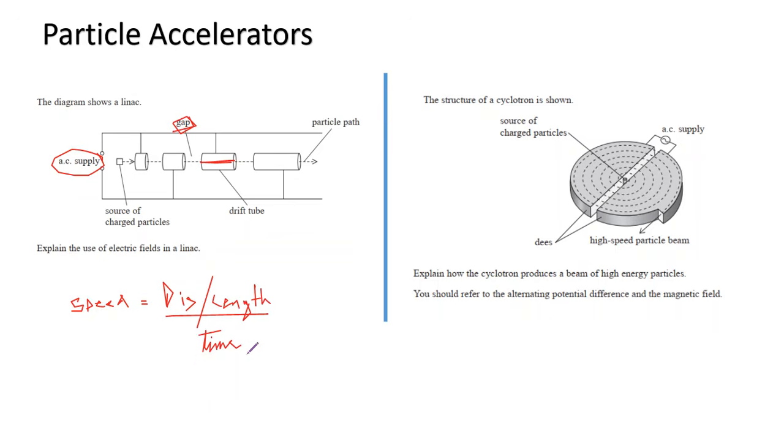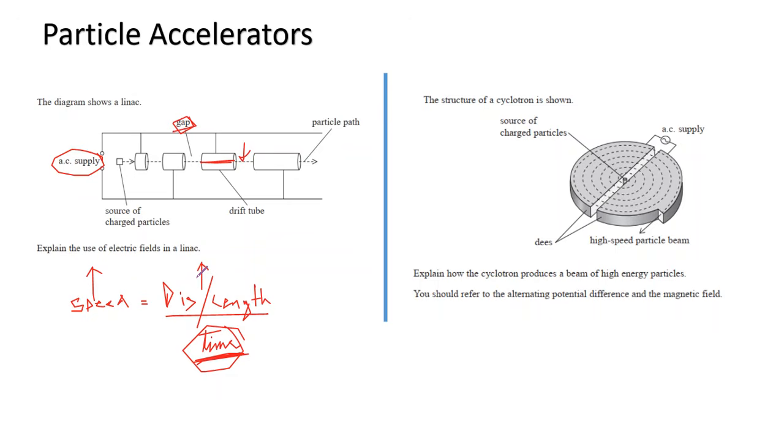So the time is constant always, but after crossing every gap, since the speed increases, the distance must increase. And guess what? This is why the length of the tubes increases. To keep the time constant, as speed increases, the distance must increase. Distance is the length of the tubes.